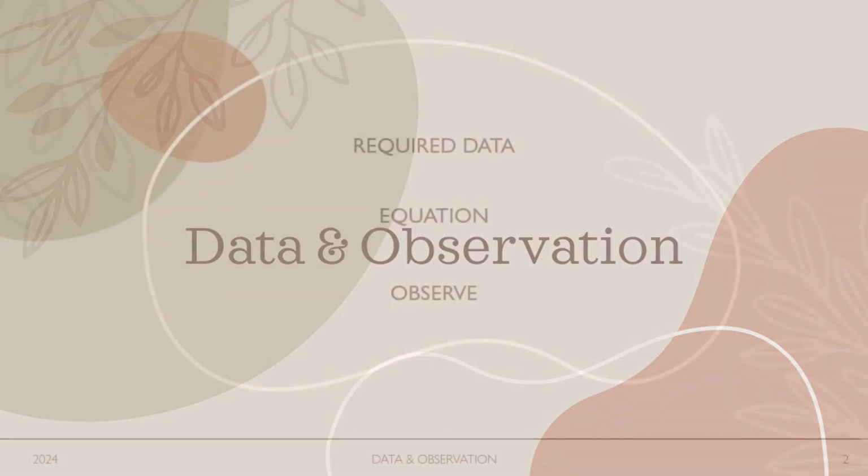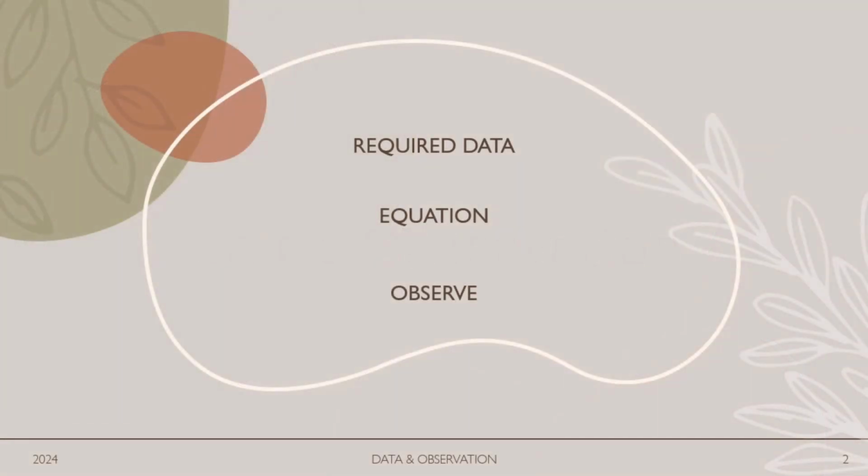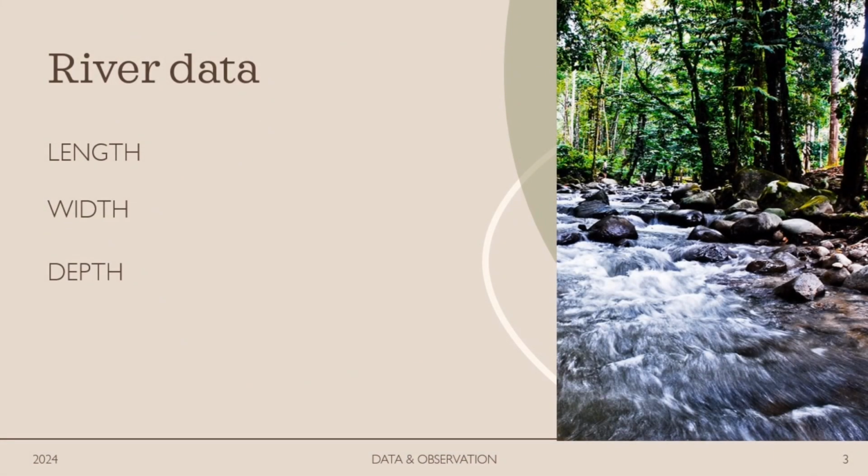Data and observation. In this section, we are going to know the required data that is needed, second is the equation that we use, and the third is the observation based on the equation that we get. The first step is collecting the data of the river, which is length, depth, and width. All three of these data must be collected in units of meters.